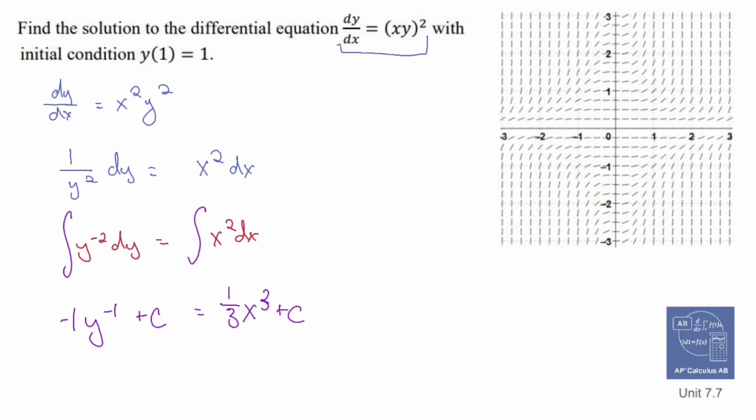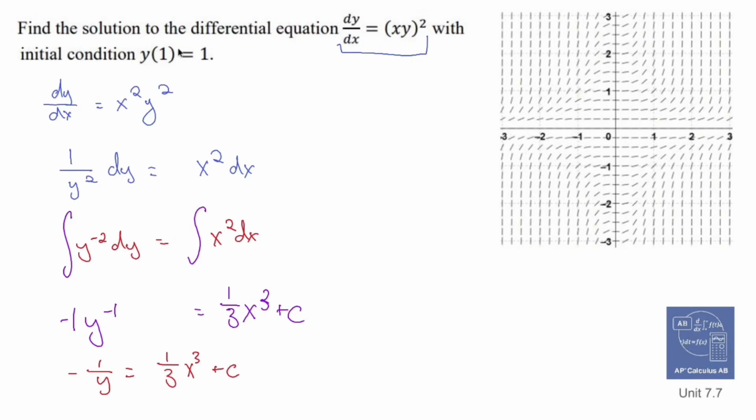Now, let's clean this up. I only need one c, so let's get rid of this one. Let's write this out as negative 1 over y equals 1/3 x cubed plus c. Now, in the last section, I would have stopped. Well, no, I wouldn't have stopped right here. I would have solved for y, but I would have almost stopped right here.